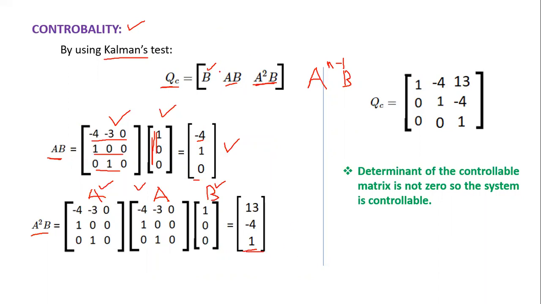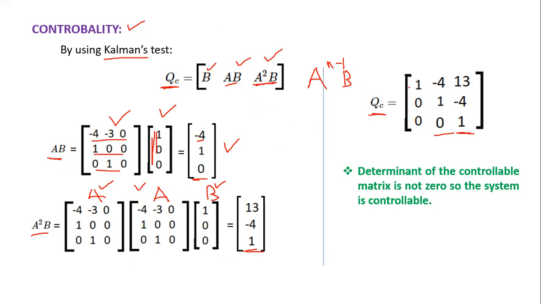Now we know the B value, we know the AB value, A square B value. That values we will substitute, that only is called the controllable matrix. So B matrix 1, 0, 0, and AB matrix minus 4, 1, 0. And next A square B matrix is 13 minus 4, 1. So this is the controllable matrix. Now we need to find the det for this matrix.